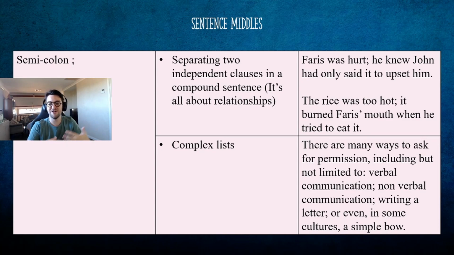The rice was too hot; it burned Faris's mouth when he tried to eat it. Obviously, those are two independent clauses that could work separately. You could have them in different sentences as simple sentences. So you could say, the rice was too hot, full stop. It burned Faris's mouth when he tried to eat it, full stop. However, that would be less correct than using a semicolon because the second sentence is a direct result of the first sentence. And so if you don't already have run-on sentences, you might as well join those two things together and use a semicolon. Hopefully that makes sense.